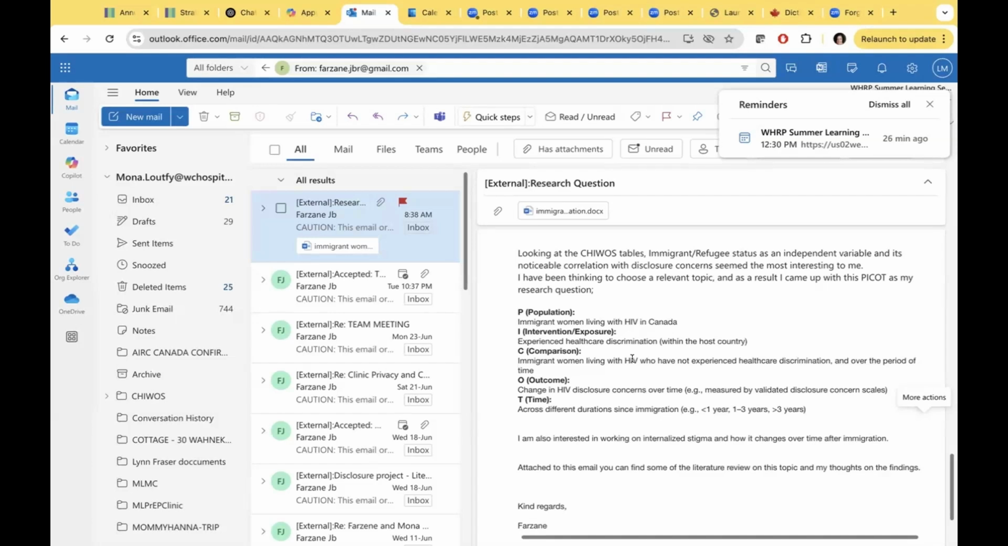But you have to be very clear on what your population is, what your independent variable of interest is, what your outcome is. The outcome is the clearest, right? Because we want to know disclosure worries. And let's just leave out the T. The T is often only used in clinical trials. So PICO is used for systematic reviews and for most other studies.